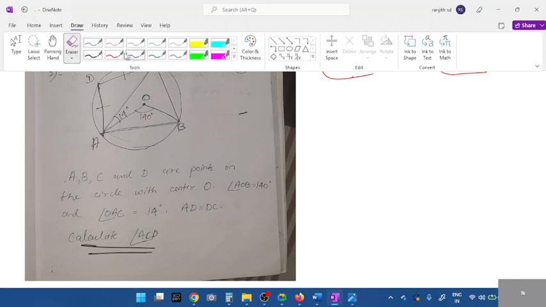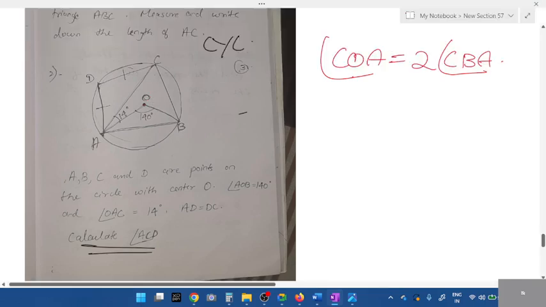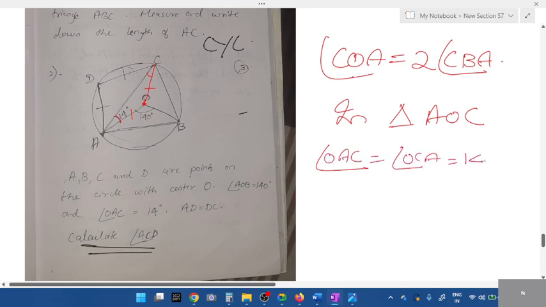Look here. OC is not given. If OC is not given, we can connect it. If this is the center, according to the circle, what is OC and OA? Radius. So in triangle AOC, one angle is 14 degrees. If that is 14, what about the opposite? Because both are radius, opposite angles are equal. Angle OAC is equal to angle OCA. Both are 14.